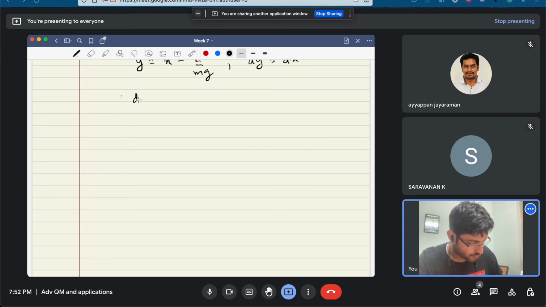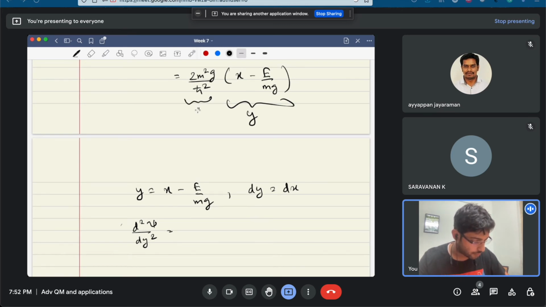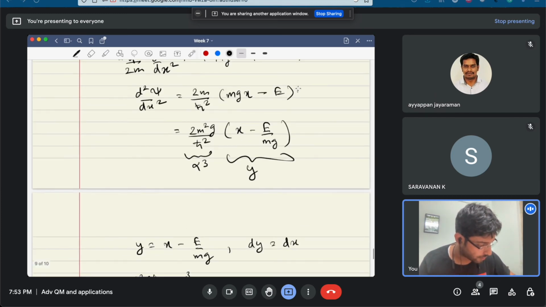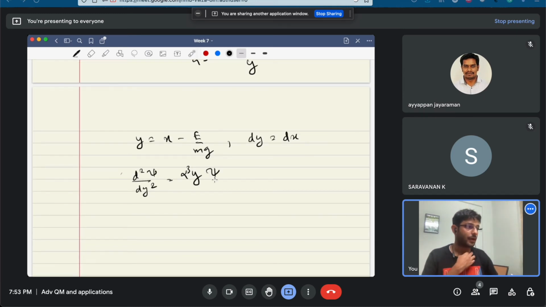So straightforwardly we get d square psi by dy square as, and let's say this is some constant alpha, since all of them are constant, so we can write it in the form alpha cube y psi, and we have a psi here, right?